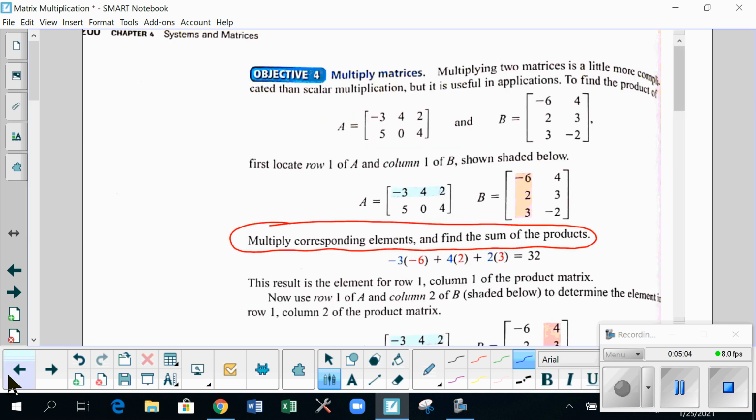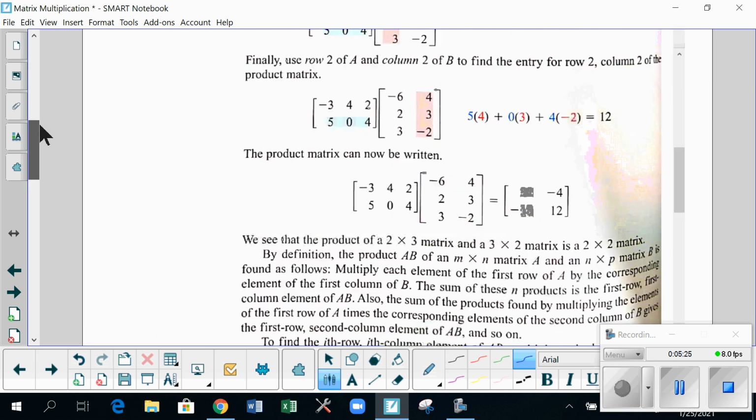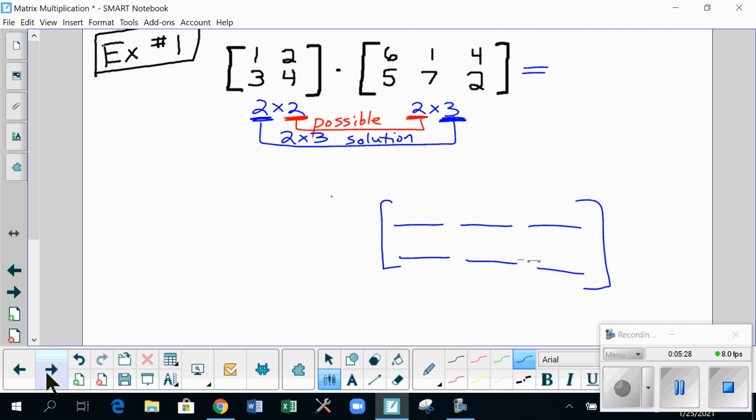Let's get a textbook definition of how we do this. The textbook explanation of how to multiply two matrices is this: multiply the corresponding elements and find the sum of the products. Now it's really kind of hard to put this into words. I'm going to do the best that I can here. This will take a little bit of practice, but you'll get used to it.